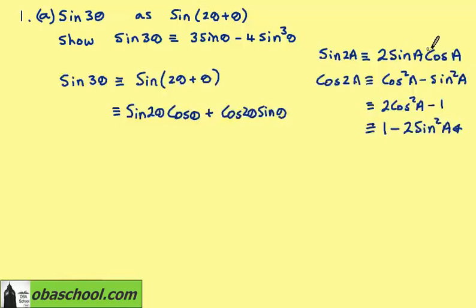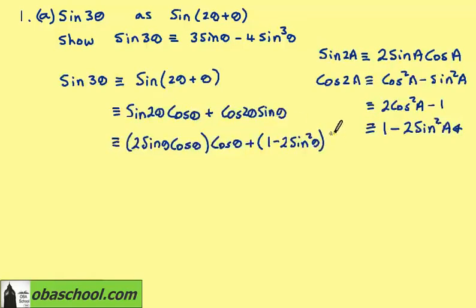So sine 2A, we only have the one choice. So the sine 2 theta here becomes 2 sine theta cos theta. We then have the cos theta. The cos 2 theta, as discussed, we replace by 1 minus 2 sine squared theta, and we then have the sine theta at the end.